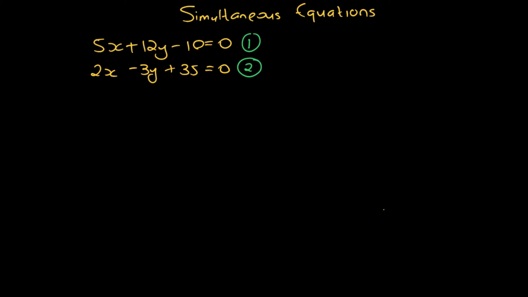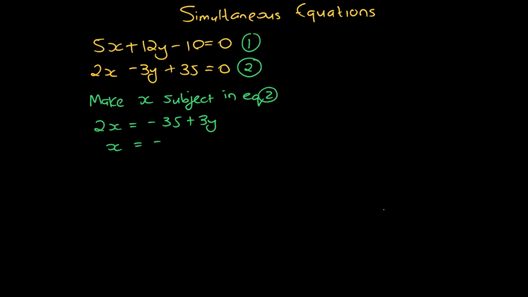So in equation 2, I'm going to make x the subject of the formula. So I'm going to say 2x equals minus 35 plus 3y. And then we say x equals minus 35 over 2 plus 3 over 2 y. And I'm going to call this 2a.